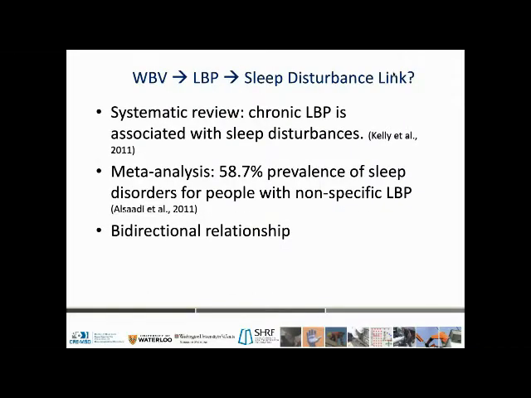And low back pain can have some downstream consequences like sleep disturbances and reduced sleep quality. There are systematic reviews and meta-analyses that have shown that people with low back pain generally have more sleep disturbances, reduced total sleep time, increased number of awakenings, and increased time spent awake after initial sleep onset. And this is a bidirectional relationship. So you could get less sleep because of pain, or you don't get enough sleep, and you become more sensitive to pain.